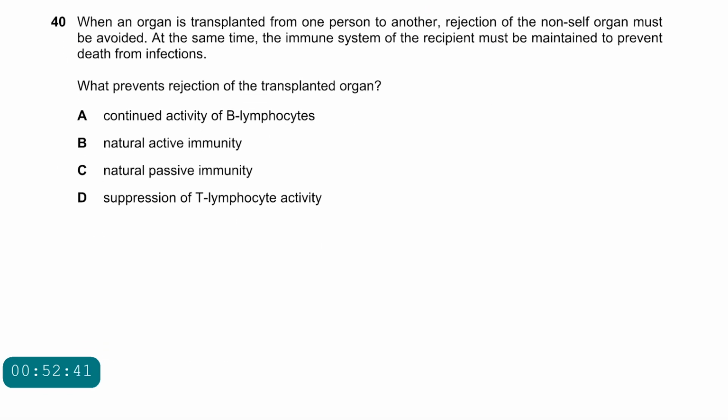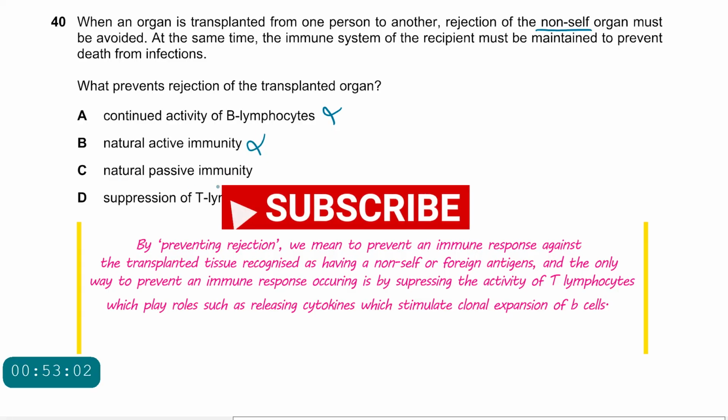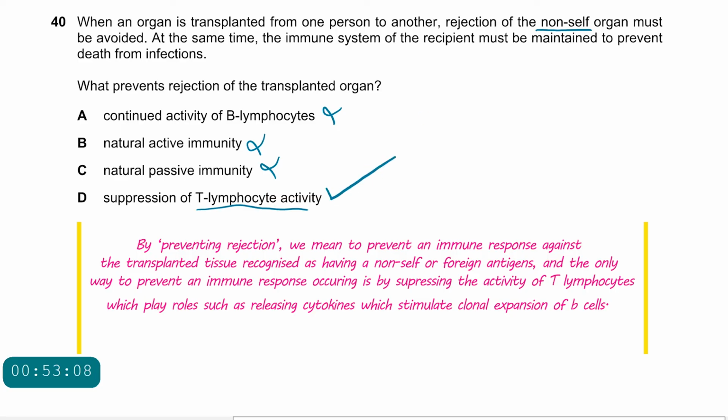Question number 40. When an organ is transplanted from one person to another, rejection of the non-self organ must be avoided. At the same time, the immune system of the recipient must be maintained to prevent death from infections. What prevents rejection of the transplanted organ? Continued activity of B lymphocytes. This is incorrect. Natural active immunity, no. Natural passive immunity, also no. Suppression of T lymphocyte activity, this is correct. Therefore, the answer is D.